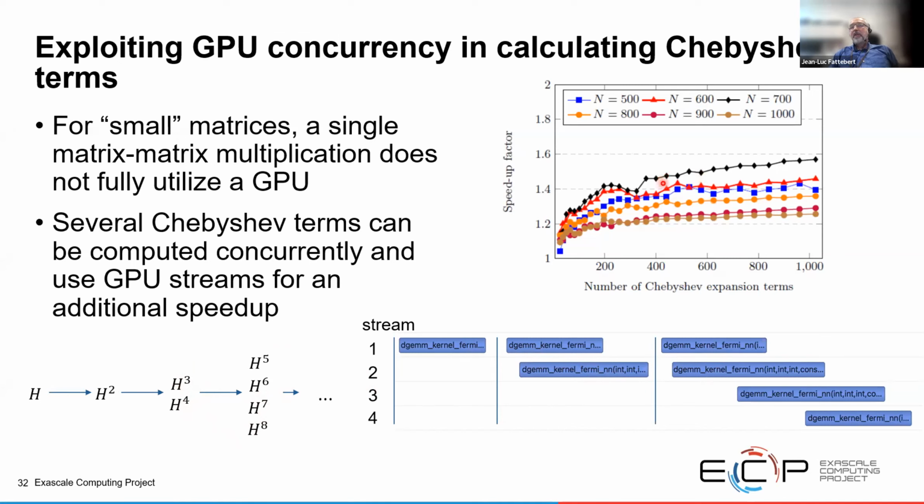The upper right figure here shows you the additional speedup you get from using streams as a function of, again, the expansion terms, so the Chebyshev polynomial order, and for different matrix sizes. Again, if your matrix size becomes large, you don't gain so much, because one single matrix multiplication is good enough to keep the GPU very busy. But if your matrices are not that big, you have a pretty good speedup from using this technique.